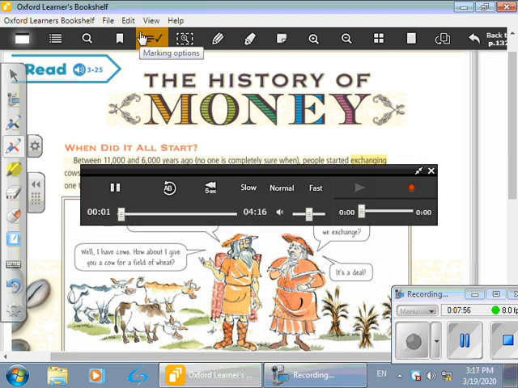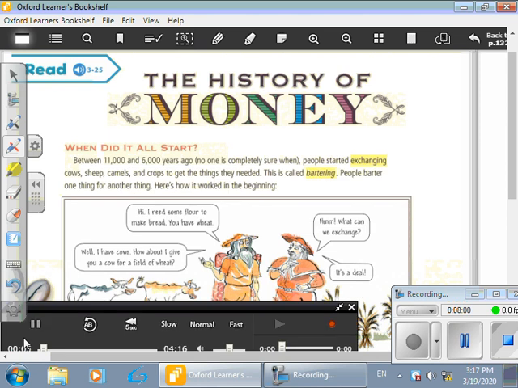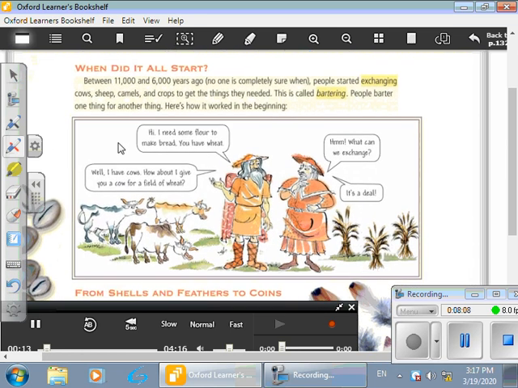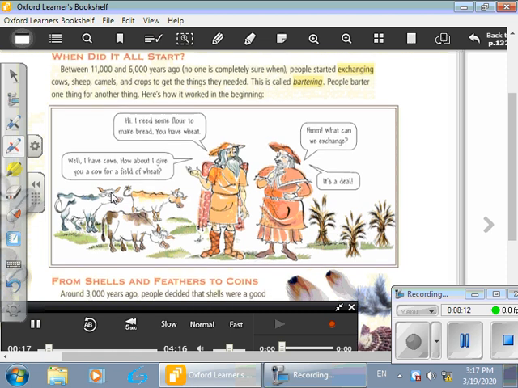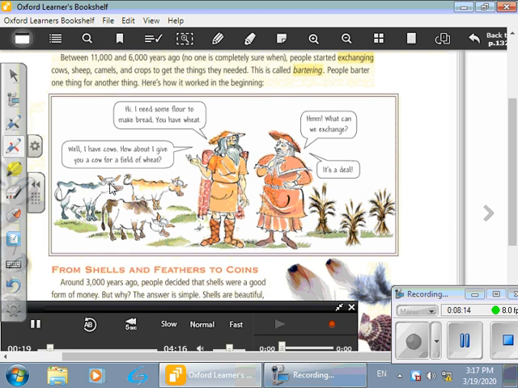Page 142. Read The History of Money. When did it all start? Between 11,000 and 6,000 years ago, no one is completely sure when, people started exchanging cows, sheep, camels, and crops to get the things they needed. This is called bartering. People barter one thing for another thing.